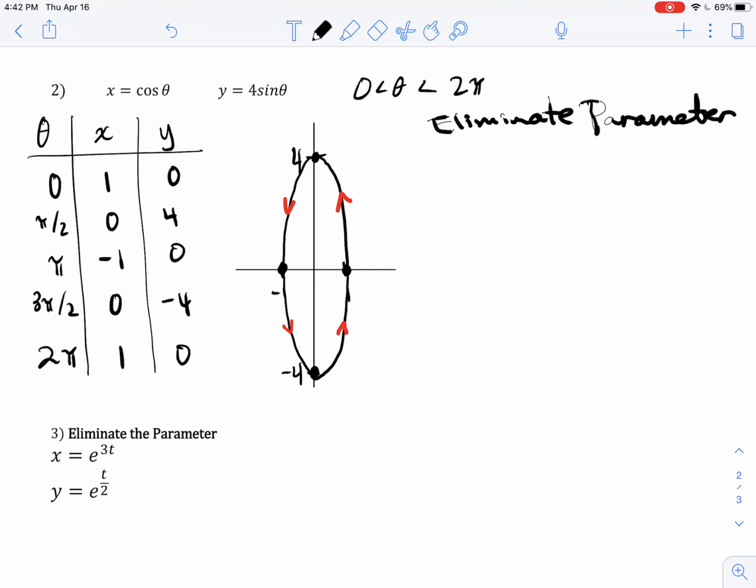And I'm not sure exactly what's going on with my Apple Pencil here, but here we go.